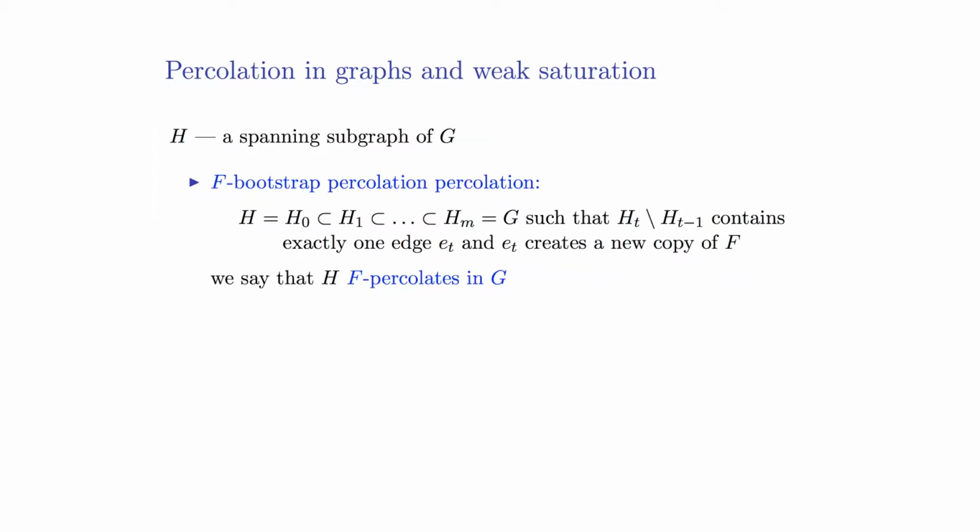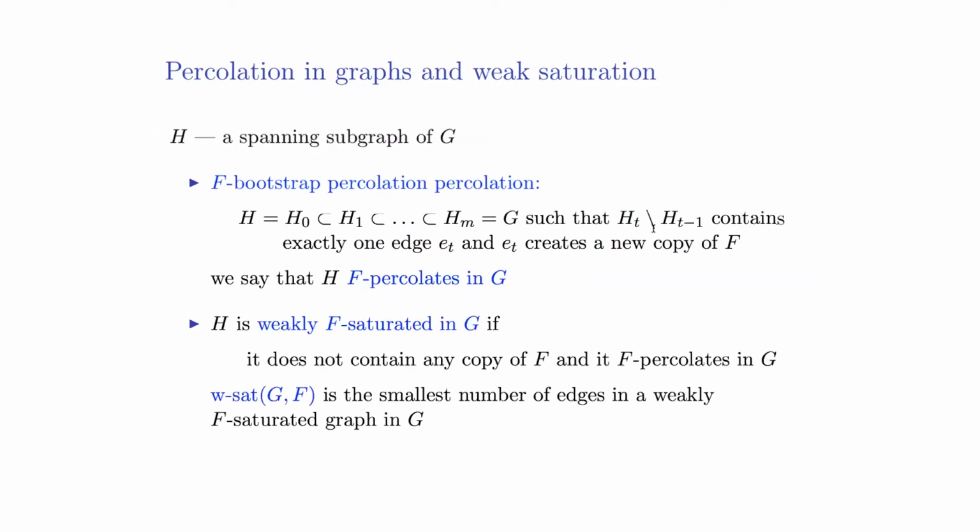So with the appearance of a new edge, you get at least one new copy of F. And in this way, starting from H, you get all the missing edges of G. If this process finishes on G, then we say that F percolates in G. And the minimum number of edges in such a spanning subgraph of G we call the weak saturation number.